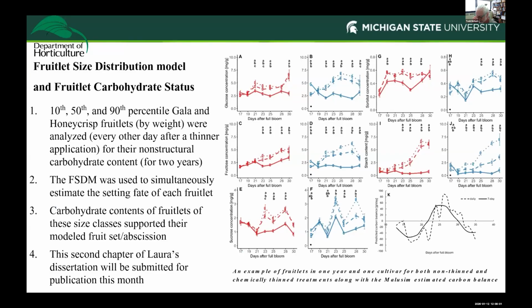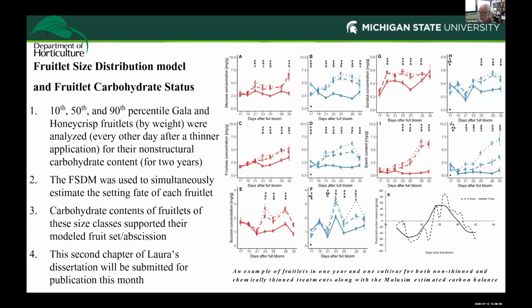Another part of this work, which we'll be submitting as Laura's second chapter for publication this month, was a really cool concept where every sample day, we selected the 10th, the 50th, and 90th percentile Gala and Honeycrisp fruitlets. This was by weight. Laura analyzed those for their non-structural carbohydrate content. And then we used a fruit size distribution model of ours to estimate the fruit setting fate of each one of these fruits, so that we could relate the carbohydrate content in real time of these fruitlets to their predicted abscission rates.